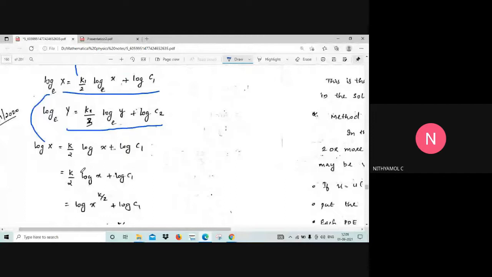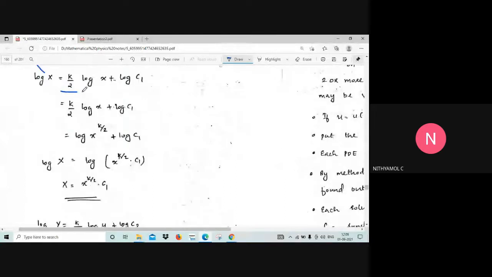In the second equation, log Y equal to k2 by 3 log y plus log c2. Therefore, from the first equation, log X equal to k1 by 2 log x plus log c1, which is log x raised to k1 by 2 plus log c1, so log X equal to log of x raised to k1 by 2 into c1, or X equal to x raised to k1 by 2 into c1.